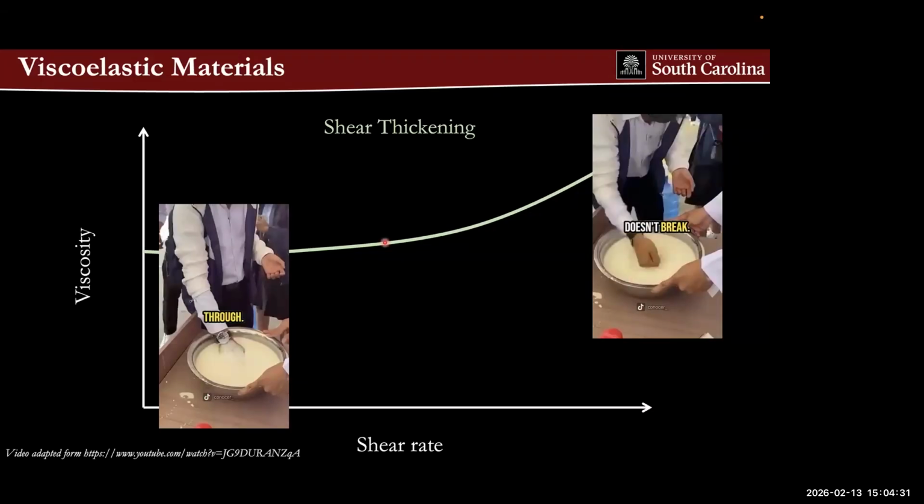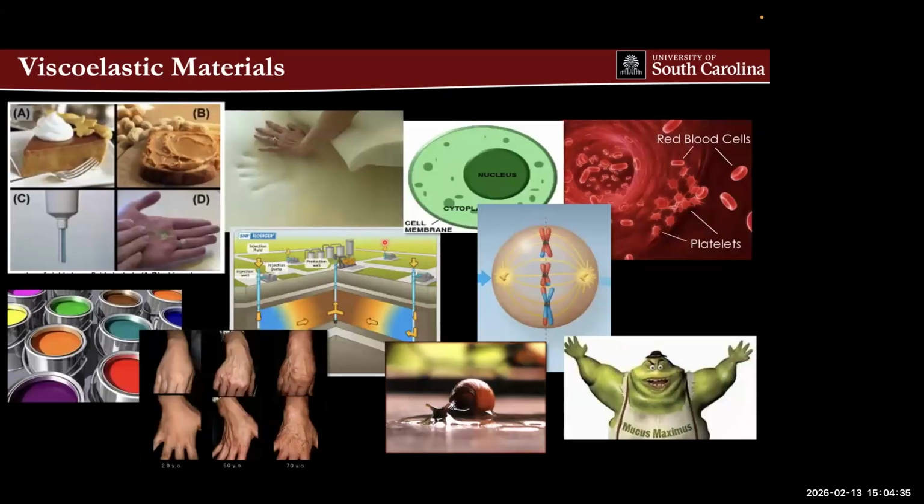So once we recognize that these viscoelastic materials are everywhere and what their characteristics are, students can now recognize that they're all over the place, in just about every consumer product.